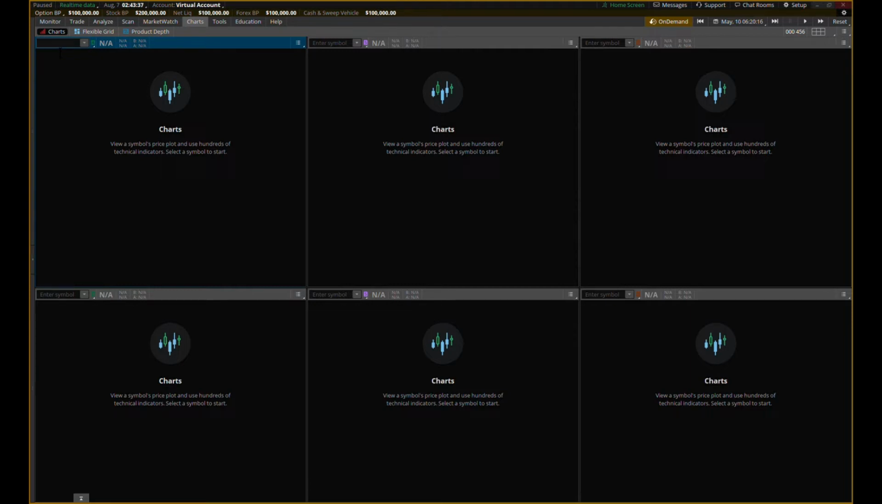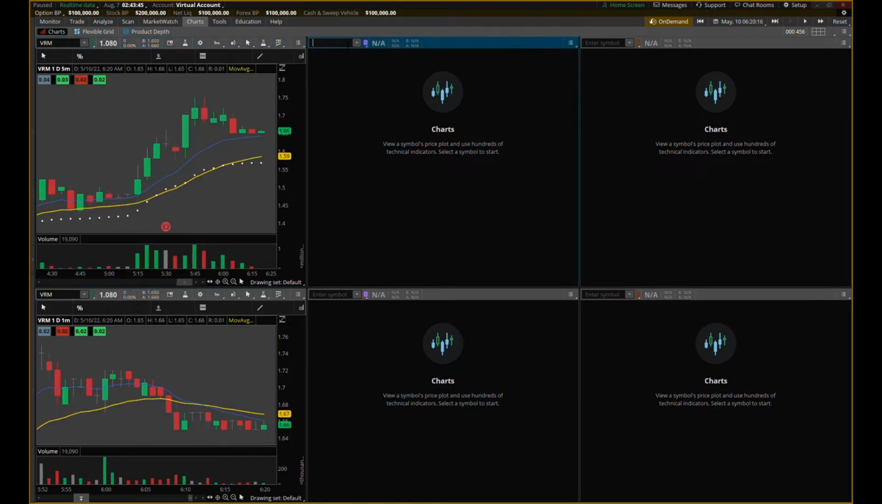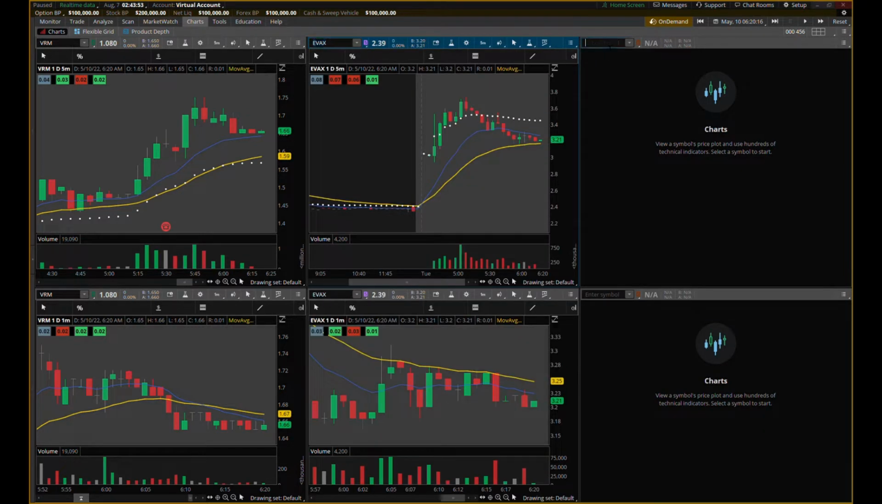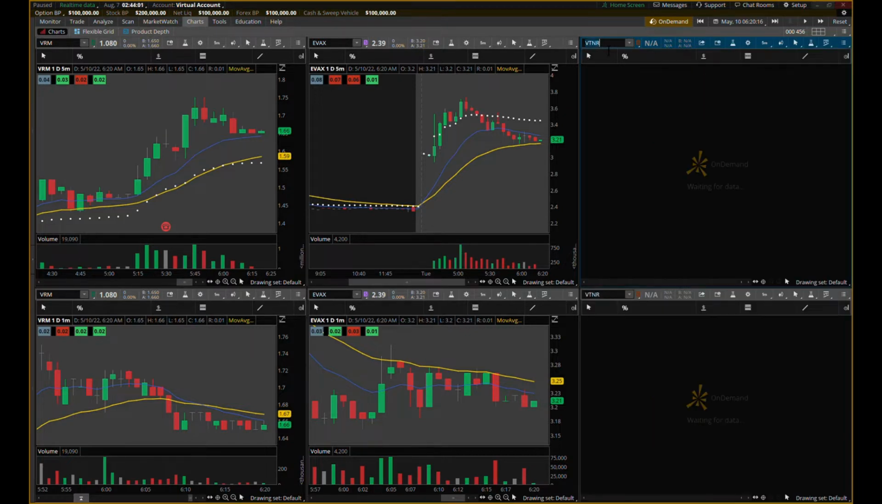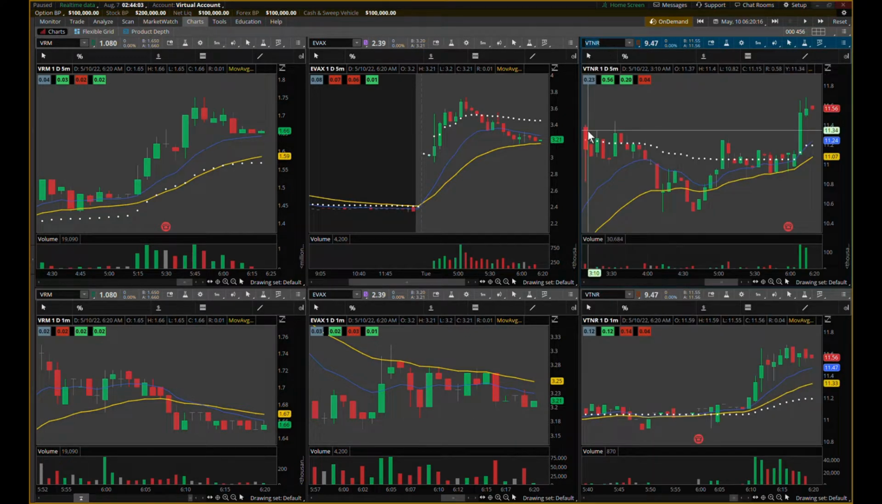The leading gapper this morning is VRM. VRM is up 55%. The second leading gapper is EVAX. That looks pretty good. Kind of. I'm not sure about that one. And the third leading gapper is VTNR, and it's gapping up 23%.